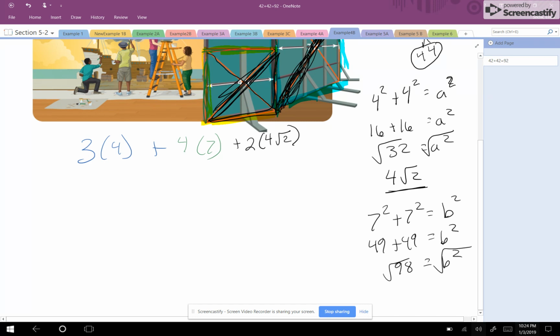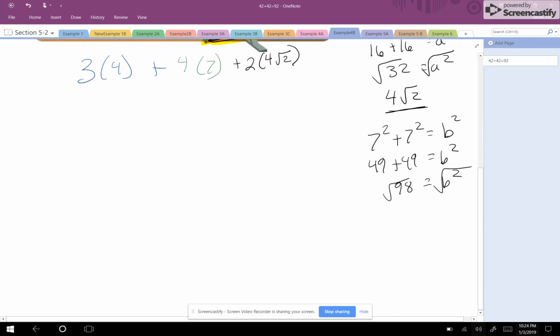Hopefully this will be enough room here. So 98 is 49 times 2, and there's our 7 and 7. So we're going to pull out a pair of 7s and leave it at the square root of 2. And again, we have 2 of those diagonals. So 4 times 7 root 2.